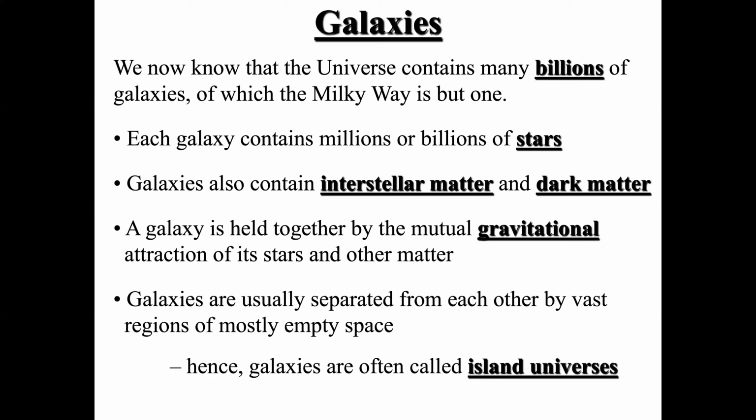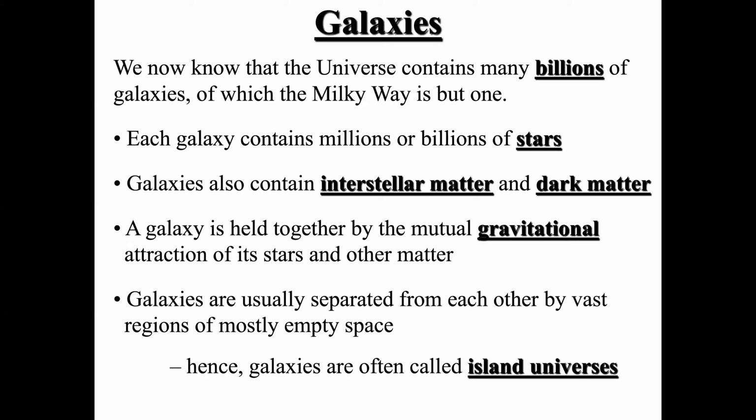Inside each of these galaxies, there are millions or billions of stars, and galaxies also contain interstellar matter and something called dark matter, as I told you earlier. All these things, stars, interstellar matter, and dark matter, are held together by the gravitational attraction of the stars and other matter inside these galaxies, right?